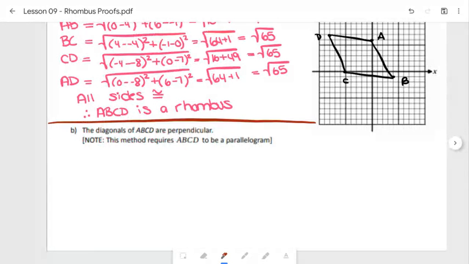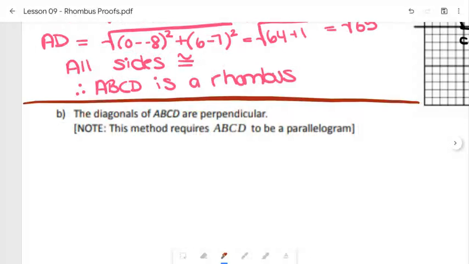I can't just show that the diagonals are perpendicular, unfortunately, because there's other shapes out there that do have perpendicular diagonals that aren't a rhombus. So it doesn't really limit it down enough. What I would have to do first is show that it's a parallelogram. So I'm going to look at all the sides.